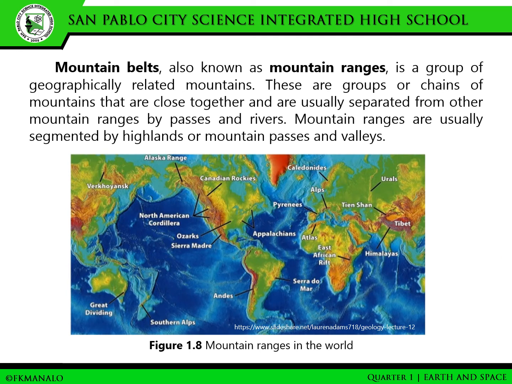The next geologic feature are mountain belts, also known as mountain ranges. These are groups or chains of geographically related mountains that are close together and are usually separated from other mountain ranges by passes and rivers. Shown in the given picture are some of the major mountain ranges in the world: the Great Dividing Range in Australia, the Rocky Mountains in North America, the Andes Mountains in South America, the Himalayas in Asia, and many more.